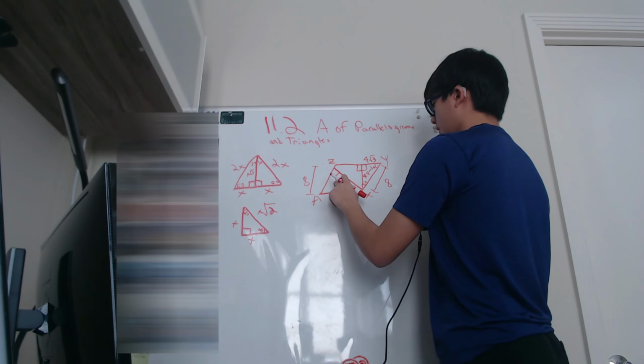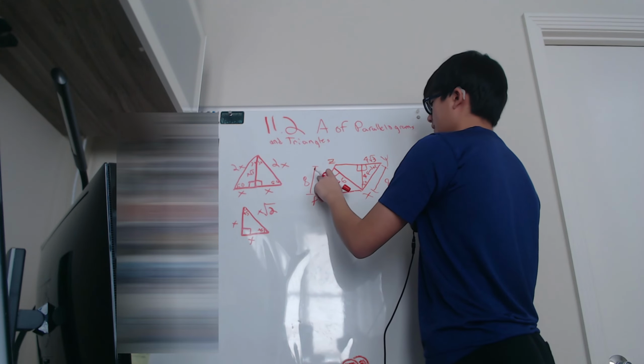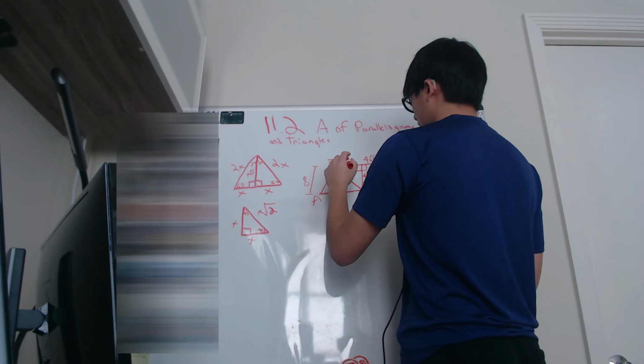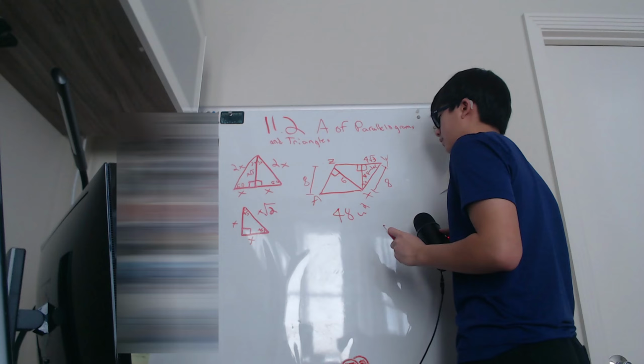If you flip the shape, I know that this is the altitude and this is the height and this is the base. So I know that the area of the shape is 6 times 8, or 48. I know that the area is 48.